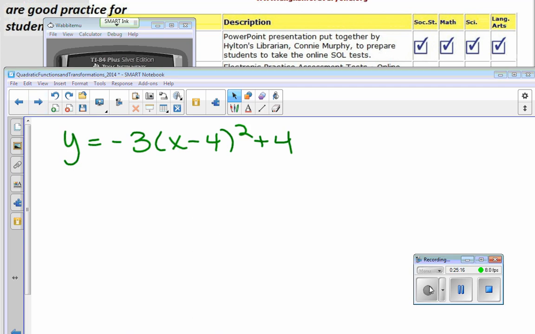A couple people have asked me the same question, so I think it's important to identify with all of us. I don't deal with that -3 until step 2. I don't do that. I just worry about multiplying your binomial.